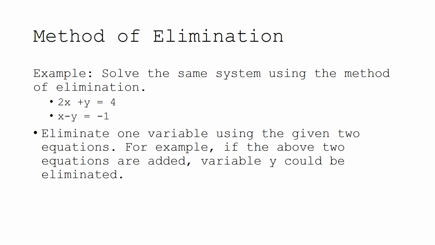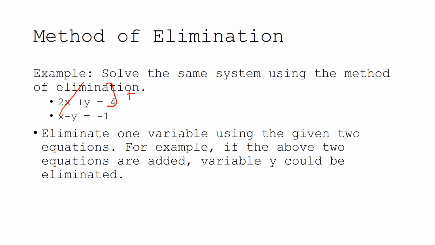The second method that we have is the method of elimination. With the method of elimination, we look at our equations and we see how we can algebraically add them or subtract them so that I can get rid of some of the variables. So for example, in this example here, if I add equation 1 to equation 2, you can see that I'm going to get rid of y.